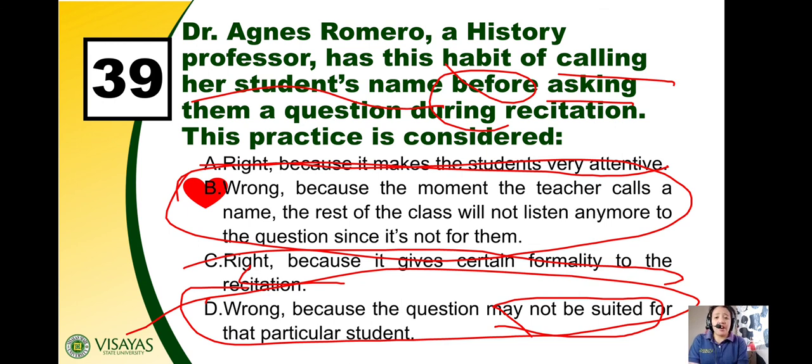Kasi if we keep on calling the student's name first, it may develop in them kahadlok, or it may also develop kahayahayhan in other students because okay, may gintawag ni ma'am, di ako natawag, di ako natsambahan, then dili ka na mag-iisip, you are not going to think of the answer. So it would be better, as always, ask the question, then call the student.